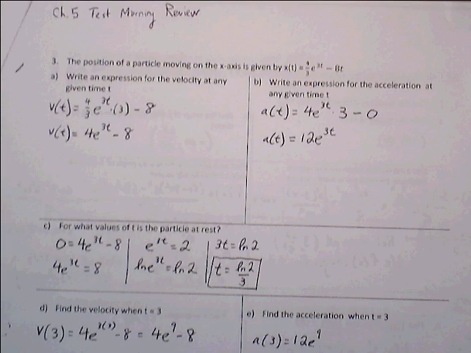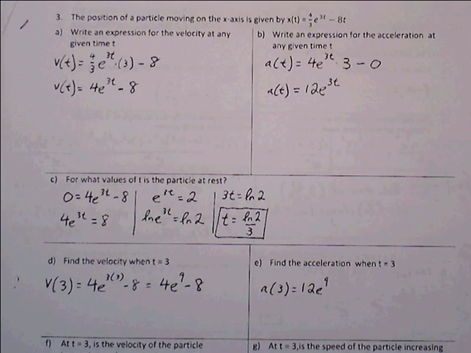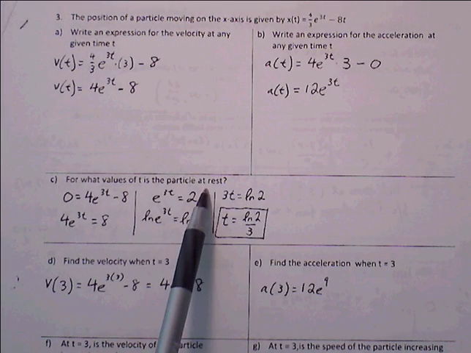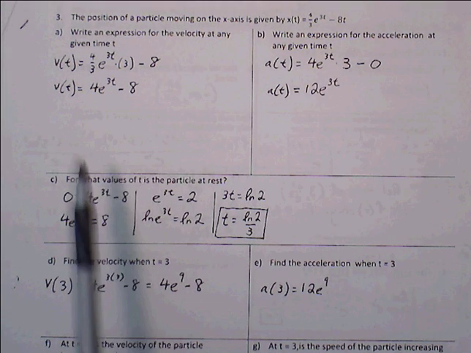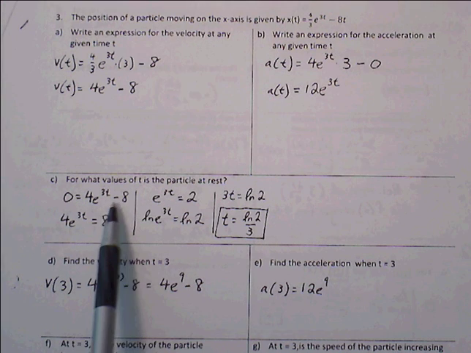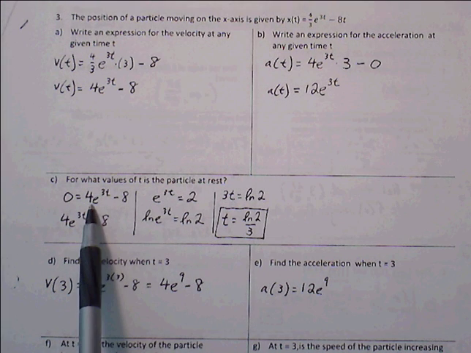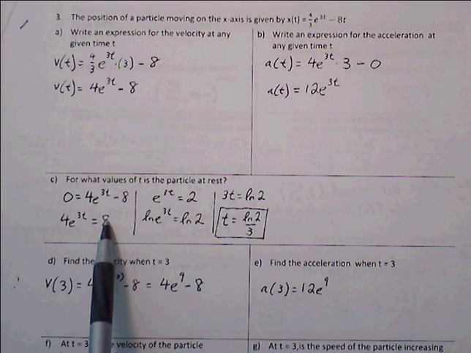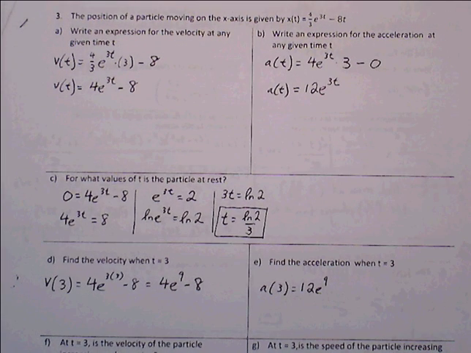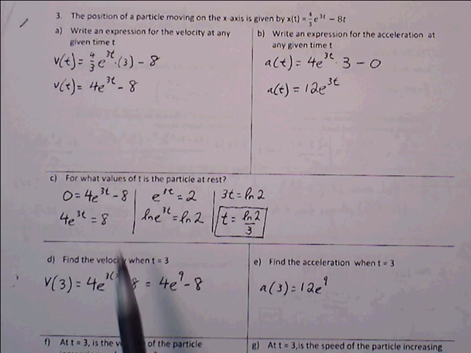Okay, for part C, for what values of t is the particle at rest? Particle is at rest when the velocity is 0. So we can just take the velocity function, set equal to 0. We can then try and solve for t. So I'm going to bring the 8 over to one side, they're both going to be the same sign once the 8 goes over. So 4e to 3t equals 8. Now we just have to solve for t.